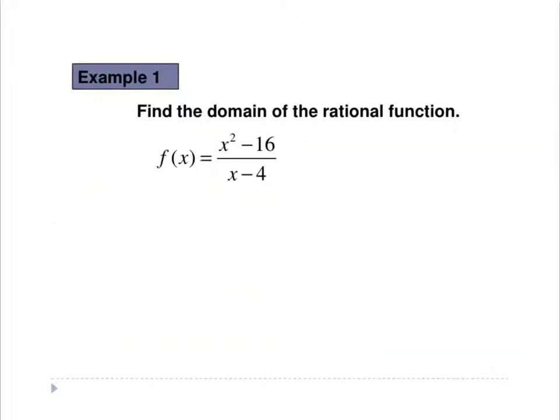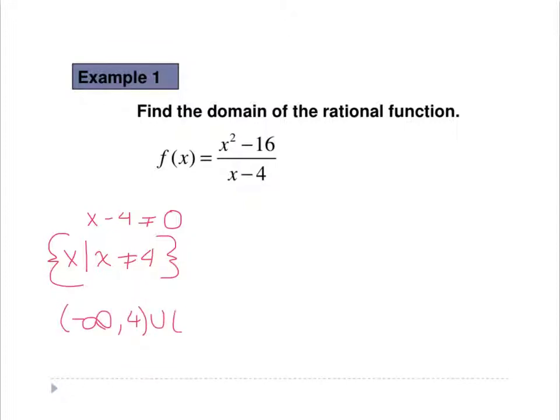Look at our first example. It says find the domain of the rational function. So what should I do? Good, so I'm going to take x minus 4, set it not equal to 0. So what value am I not allowed to have? 4. So for all values of x, x cannot equal 4. This would be our set builder notation. Or we can use interval notation, negative infinity to 4, union 4 to positive infinity.